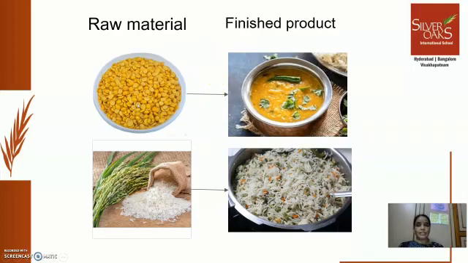Let's go through a few more examples of raw material and finished products. So if you want to eat yummy sambar, what will be the raw material for it? Definitely tur dal and then other spices and some vegetables. That will be the raw material. For yummy biryani, what will be the raw material? Definitely rice and of course spices and vegetables will be the raw material.